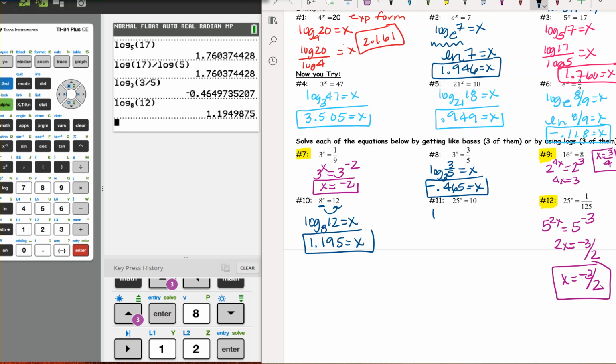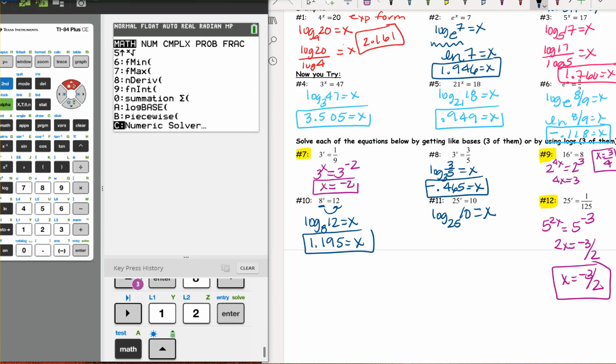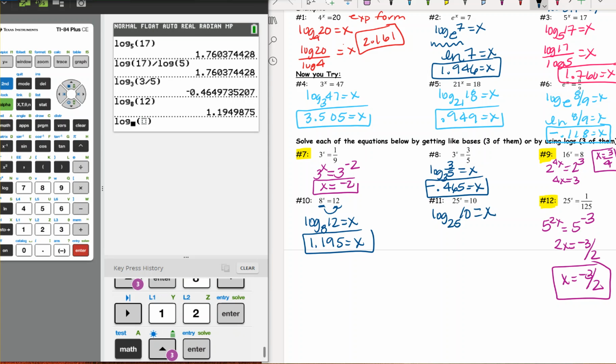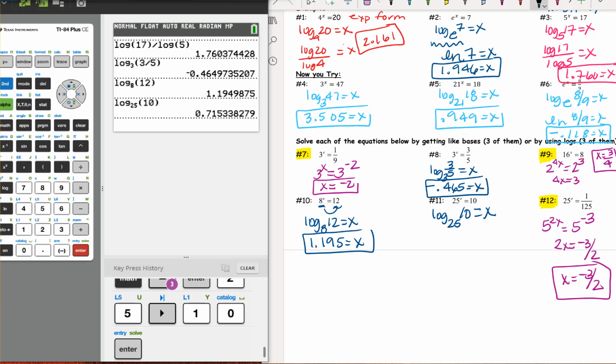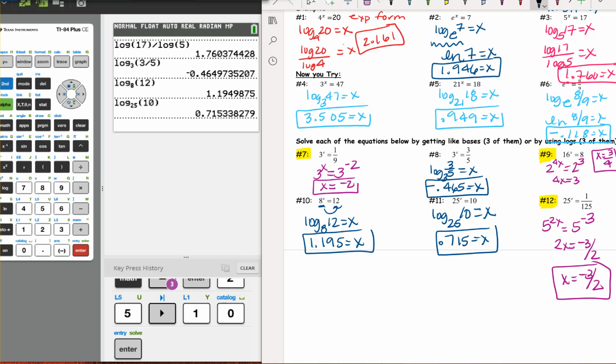And then this last one, this would be log base 25 of 10 equals my exponent. And so I'm going to just go find my log button. It's going to be 25 and 10. And so I get 0.715 equals x.